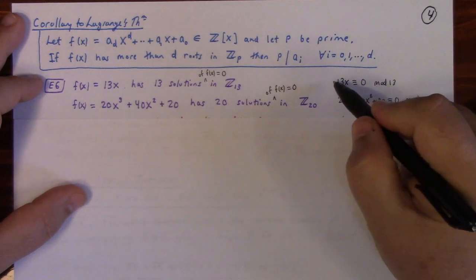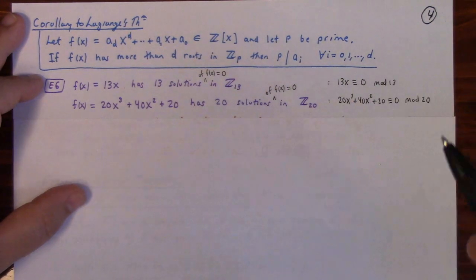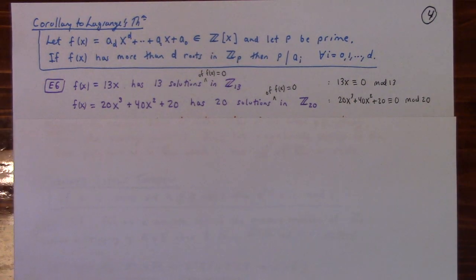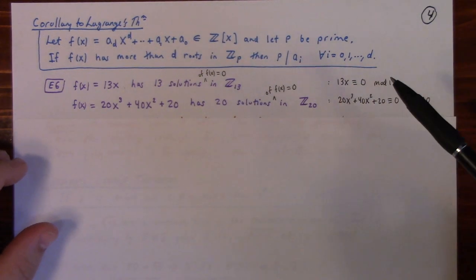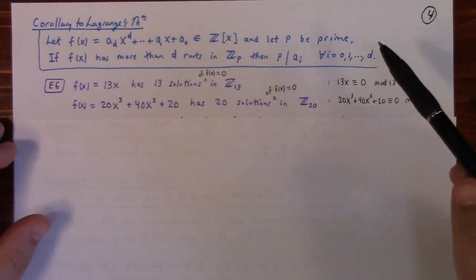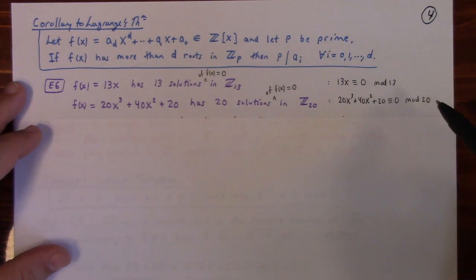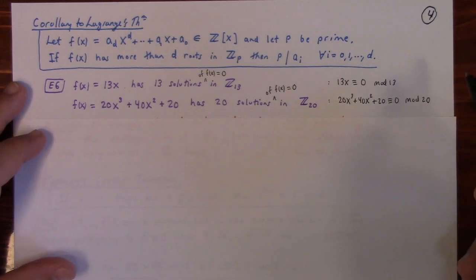And these would have more than 3 solutions, more than one solution mod 13. Now 20, I guess to be fussy, 20 is not a prime, so this isn't a direct application of that, right? But if you go back to the first theorem we had in this lecture, 20 is what?